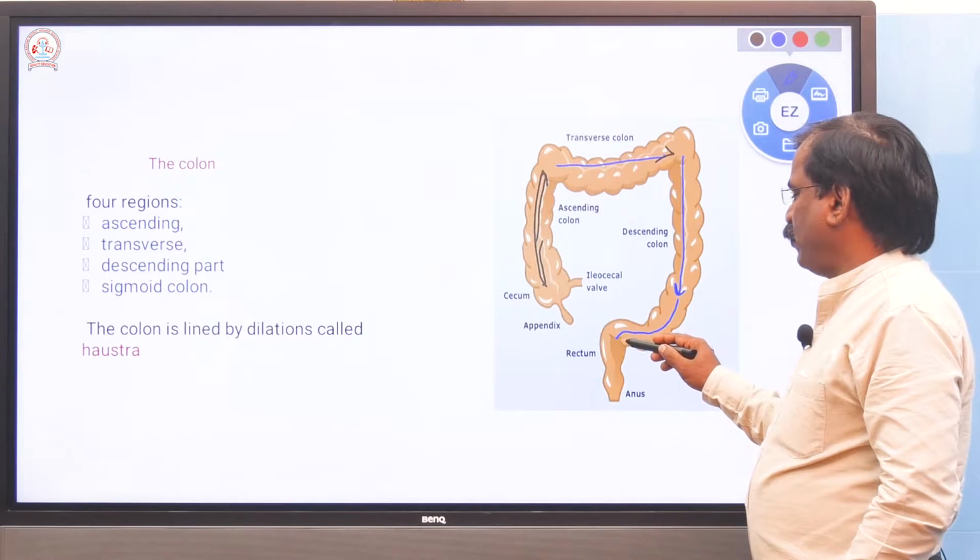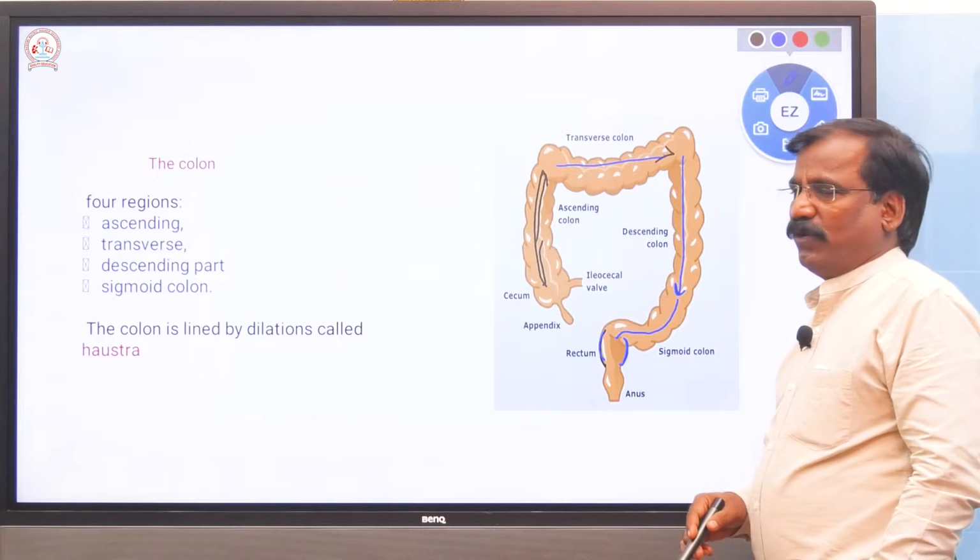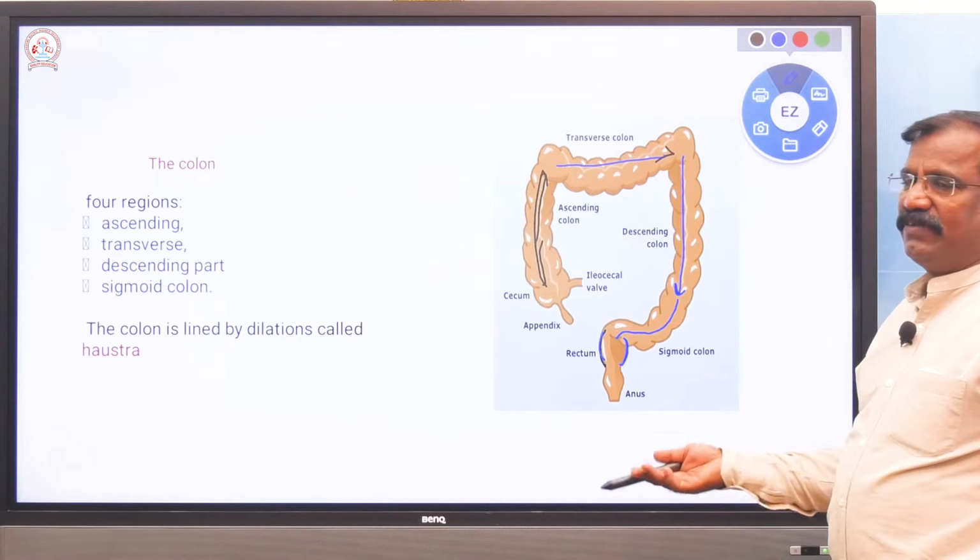The sigmoidal colon opens into the dilated sac-like region, that is the rectum, where fecal matter is stored. The rectum opens exterior through the anus.